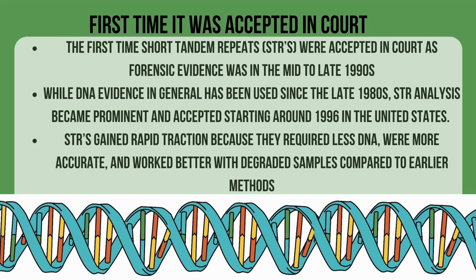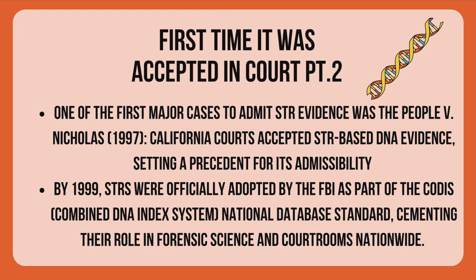So, the first time STRs were accepted in court. The first time short tandem repeats, also known as STRs, were accepted in court as forensic evidence was in the mid to late 1990s. While DNA evidence in general has been used since the late 1980s, STR analysis became prominent and accepted starting around 1996 in the United States. STRs gained rapid traction because they required less DNA, were more accurate, and worked better with degraded samples compared to earlier methods.